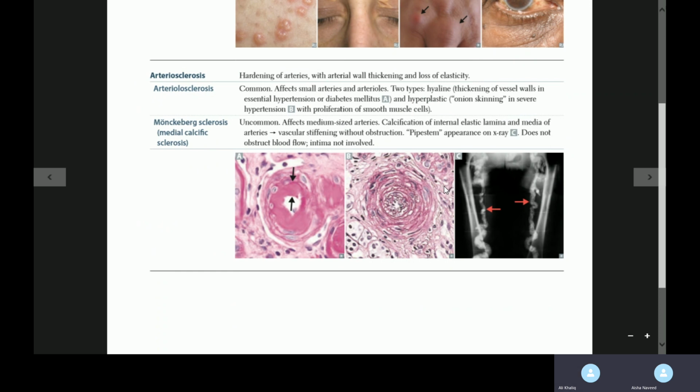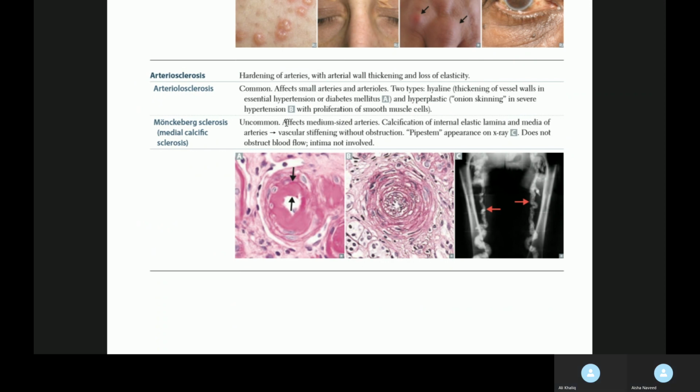So remember that medial calcific sclerosis, the Monckeberg sclerosis, is not harming the patient. It's not causing any change to the blood pressure. So the only way you will be able to identify it is by looking at the picture that they give you. You have to see if it's calcified. There is no other way.